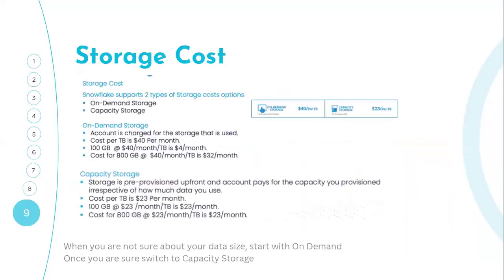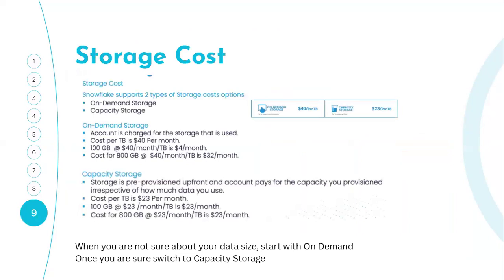First, the storage cost. In storage, I have two options: on-demand storage and capacity storage. By default, we are on on-demand storage. On-demand storage means whatever data I'm using, I'm going to pay for that particular storage only. So the price will vary. The cost per TB is $40 per month. If you are using 100 GB, you pay $4 per month. If you are using 800 GB, you pay $32 per month.